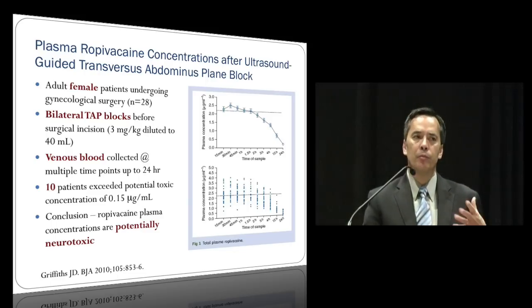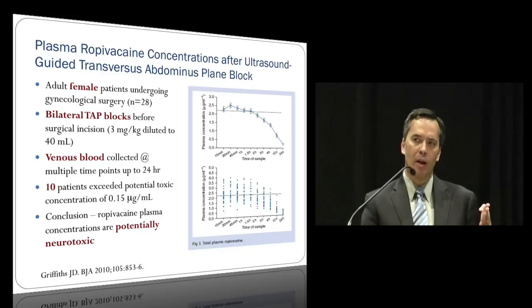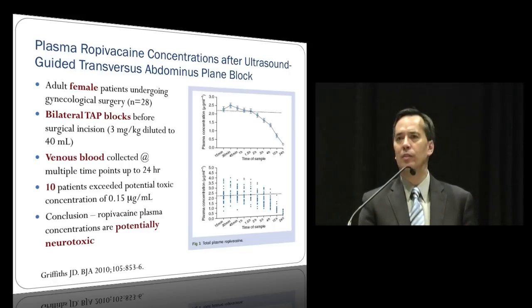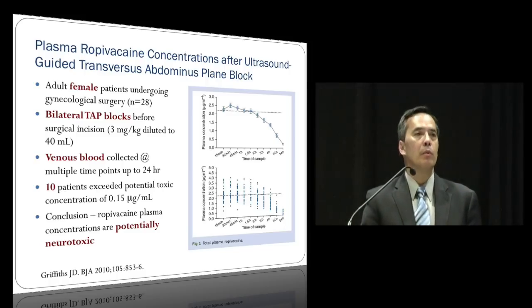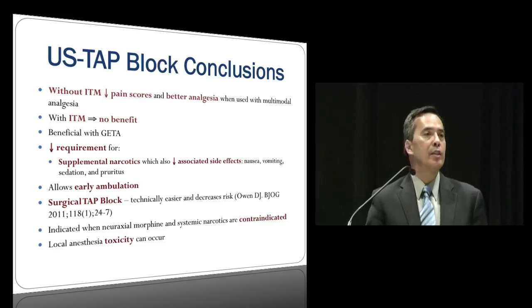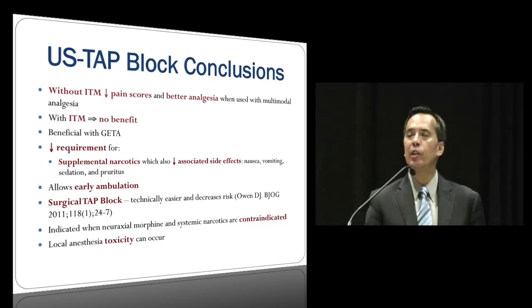Now, when I was preparing for this lecture, there are just as many studies out there that say there possibly can be some toxicity, and others that say no, go ahead and do it. It's very rare that something like this would happen, but it can occur. So what are the conclusions? Without intrathecal morphine, when you're doing the TAP block and the ilioinguinal block, it can decrease pain scores and result in better analgesia. If you're going to use intrathecal morphine, there's really no benefit in doing it, so it's really not worth the time.